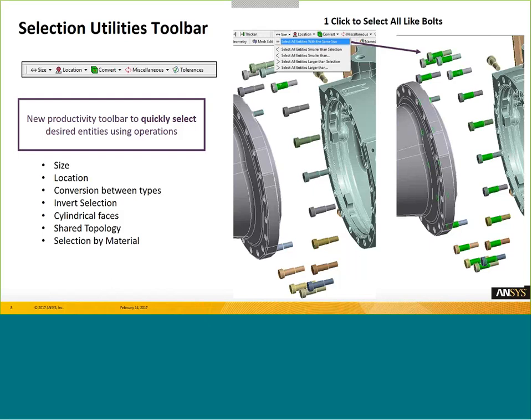Also, as well as based on sizing, we've also got things based on location, converting between types, so convert to nodes, etc., fixed cylindrical faces, shared topology by material, etc. So quite a few nice features there which allow you to quickly navigate and select around in your model.